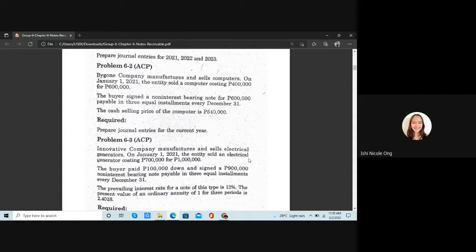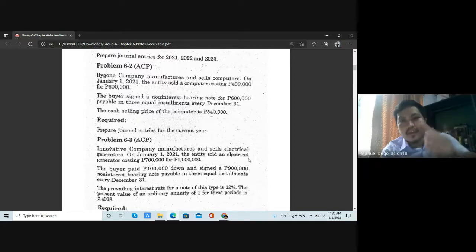So it should be recorded at 540,000, sir. It is to be reported at 540,000. It will be reported in the financial statements at 540,000. Okay, but in the entry that you have given us earlier, you debited notes receivable in the amount of 600,000. So how will you reconcile the 540,000 reported amount?